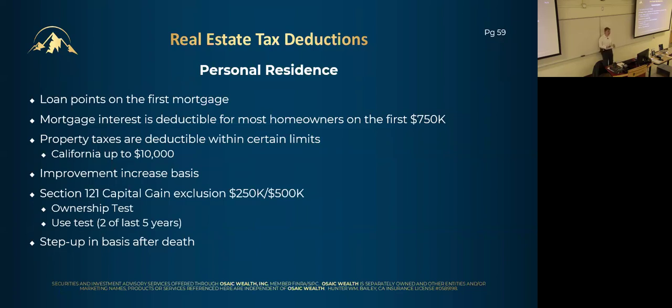Then you've got your property taxes, which are deductible up to certain limits. So in California, that's your SALT tax, state and local taxes, where you get up to $10,000 of a deduction. And above that, good luck. And then you've got improvements. So if you do improvements, not maintenance, you're not fixing stuff, you're actually making it better, that can increase the basis in your home as well.